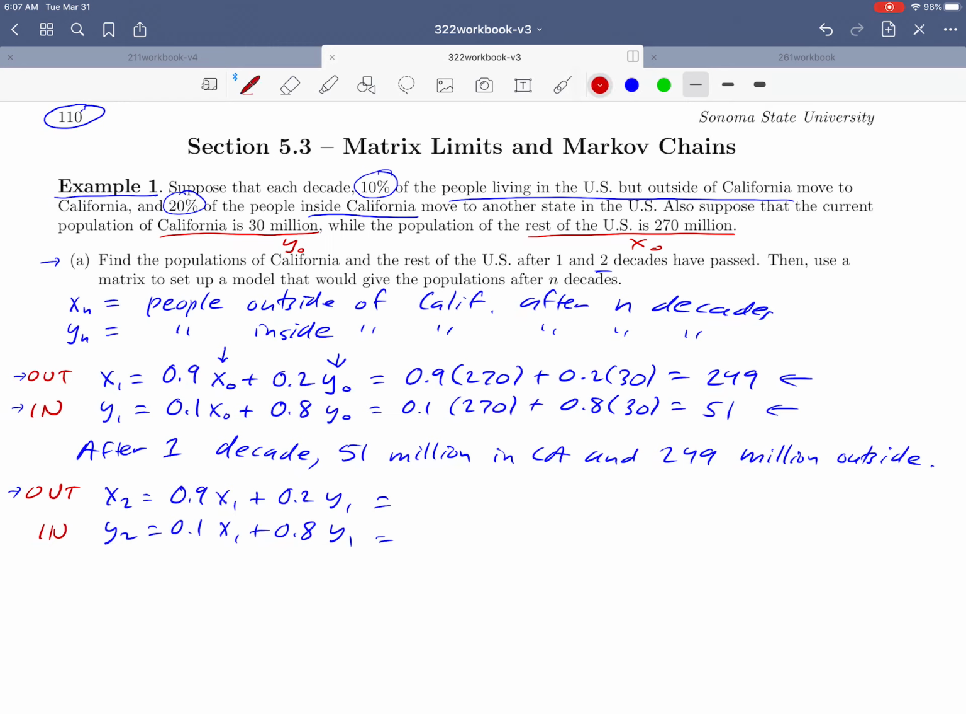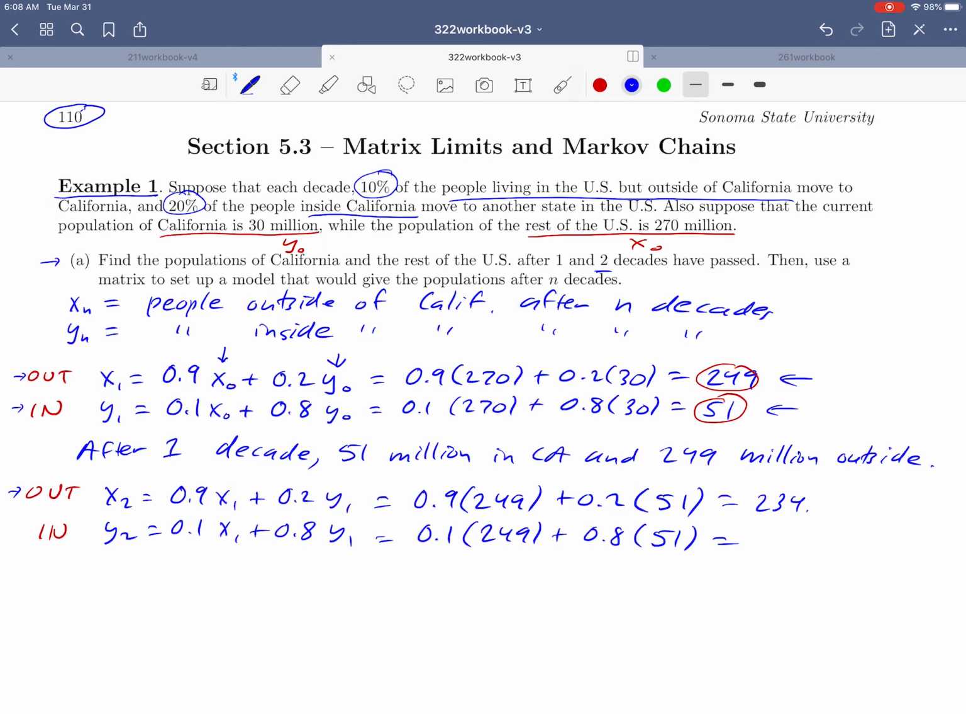x1 and y1 are going to come from our calculations up here in the first step. So we're going to fill in those numbers for x1 and y1, and here's what we wind up with. So 90% of 249, that's x1, plus 20% of y1, which is 51, and down here, kind of the same thing. Those are numbers that we can calculate, and I'm just going to show you what I ended up with. You can check my arithmetic. So up here, 234.3, and down below, 65.7.